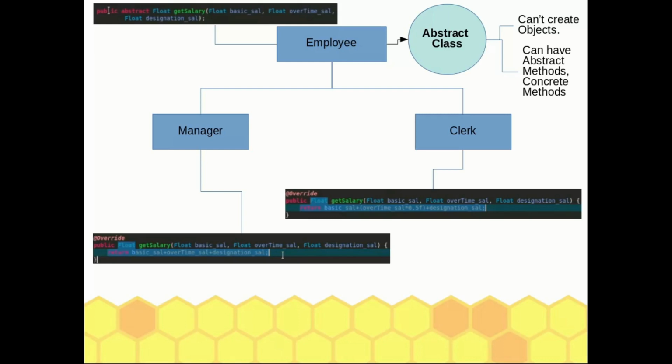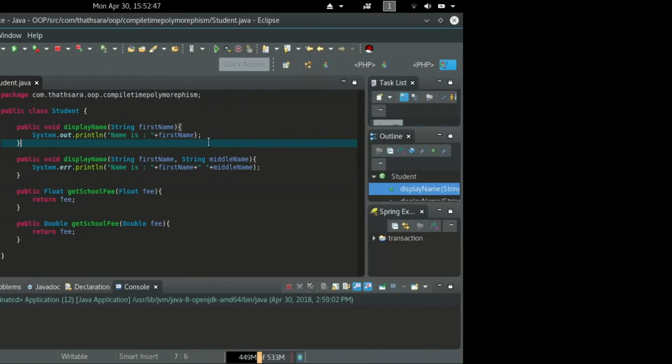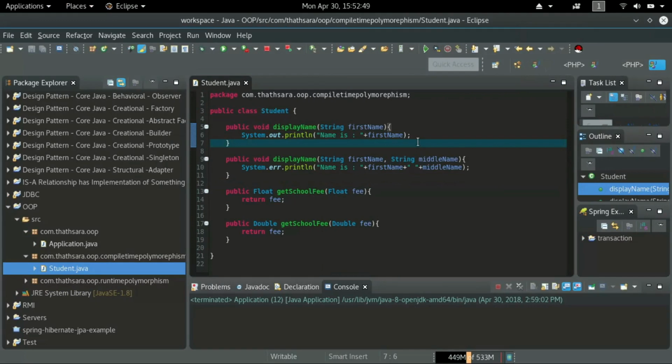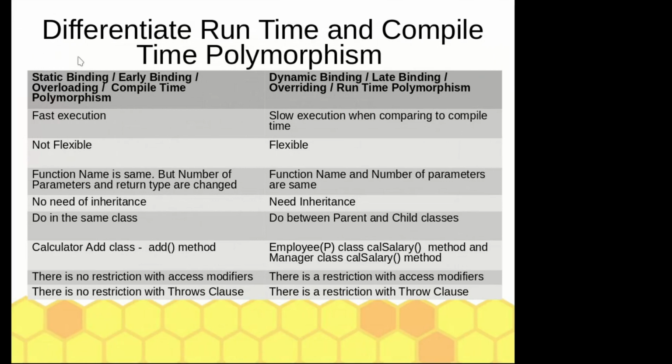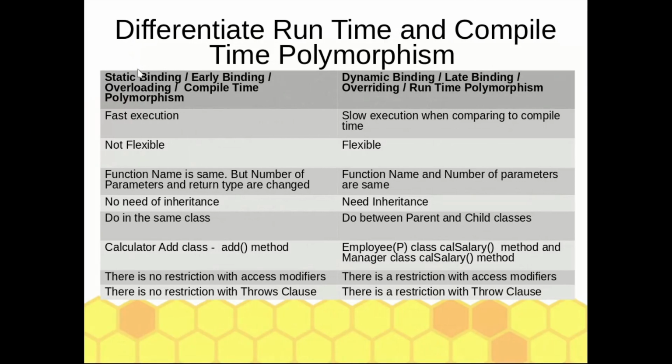Okay, let's do practicals related to compile time polymorphism. Actually, compile time polymorphism is very easy. As you can see here, you can have any number of methods with the same name in the same class, but their number of input parameters or type of the input parameters or return type of the method should be different from each other.